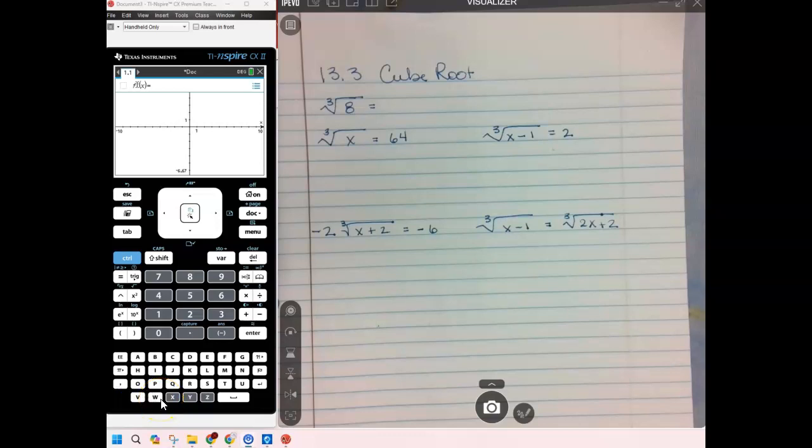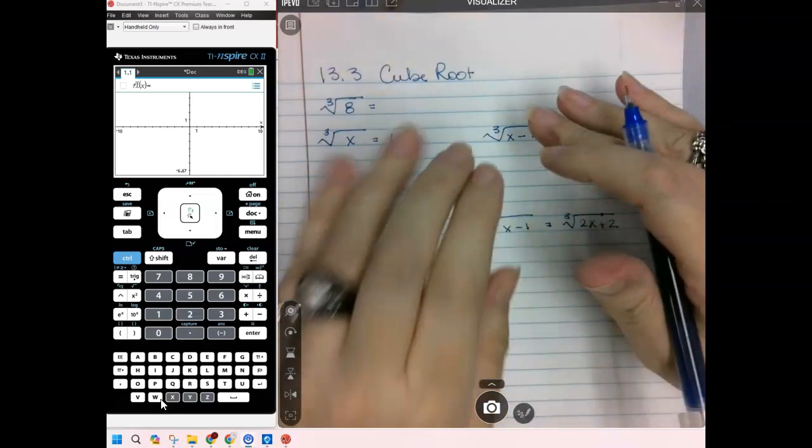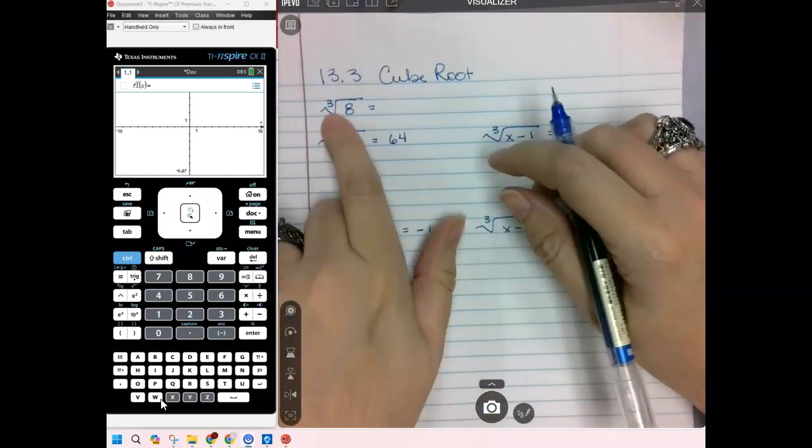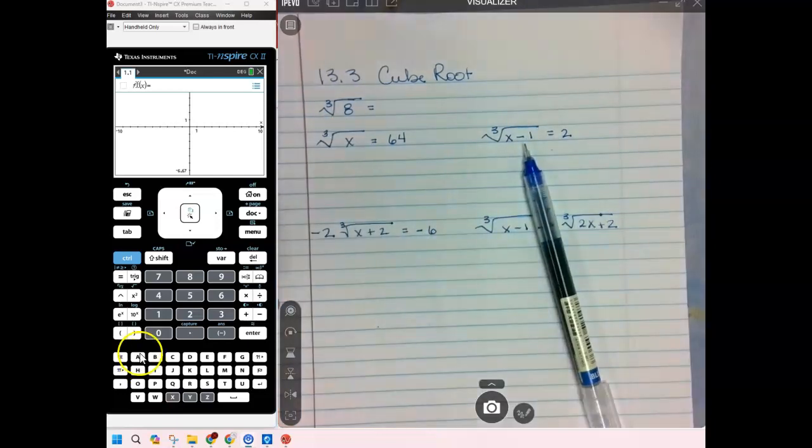Okay, this is 13.3, and we're going to do the cube root today. And it's just like the square root, except it's got a 3 here. And I can tell it's a cube root because it's got a 3 here. And I can do it on the calculator by coming over here and taking this button. And I need to go to a scratch pad here so I can just show you how it works.